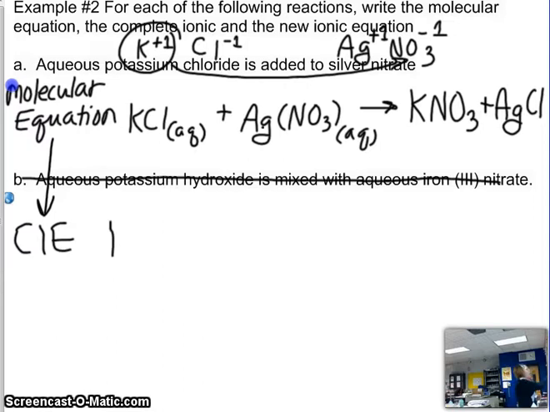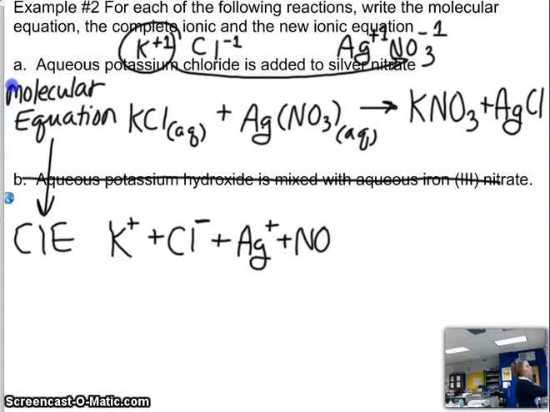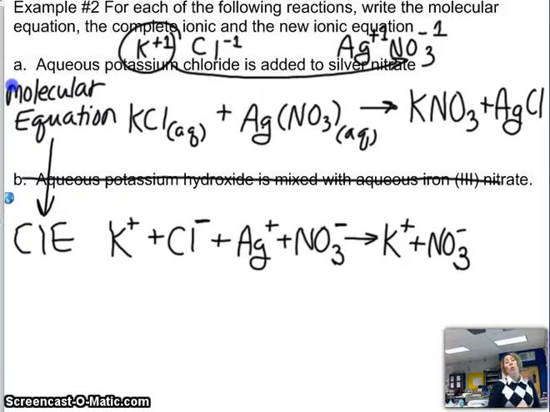Potassium's in group 1, all group 1 compounds are soluble, so we should break that down into the 2 ions that compose it, which are K plus and Cl minus. According to the solubility rules, all nitrates are soluble, so break this down into the ions that compose it. Again, all nitrates are soluble, so break that one apart. And according to the solubility rules, chlorides are mostly soluble, except when combined with silver. That's one of the exceptions. So keep that together. That's your complete ionic equation.